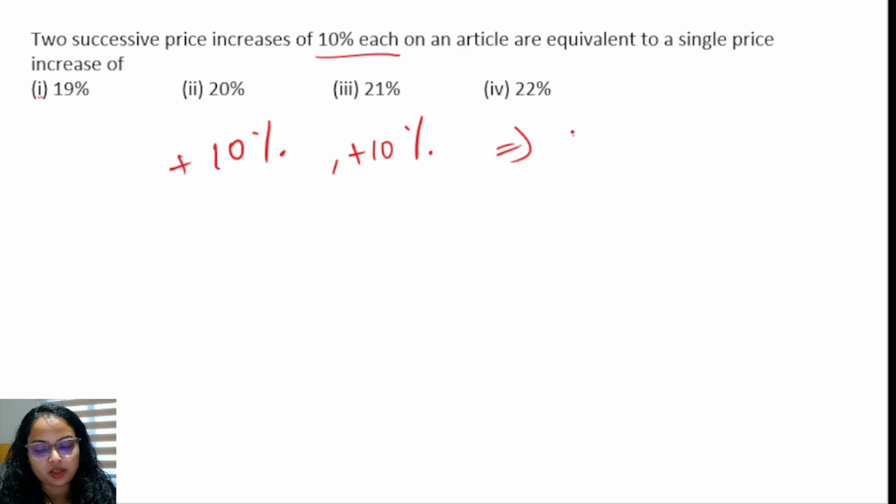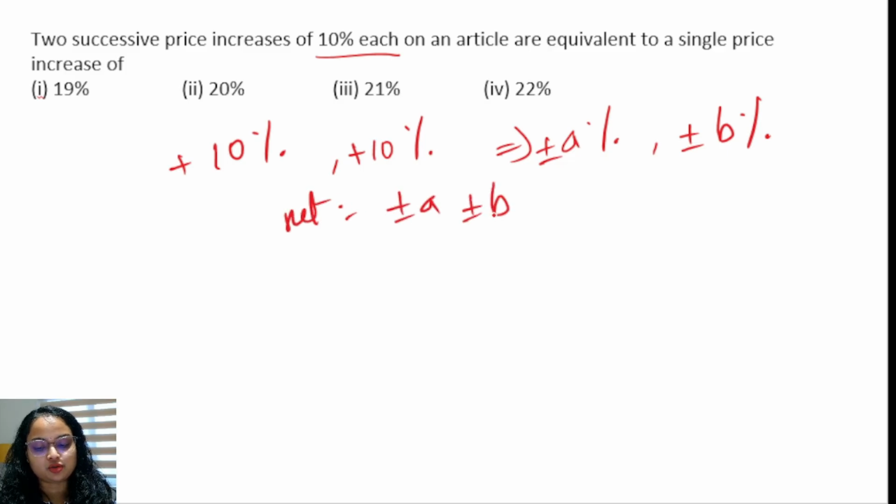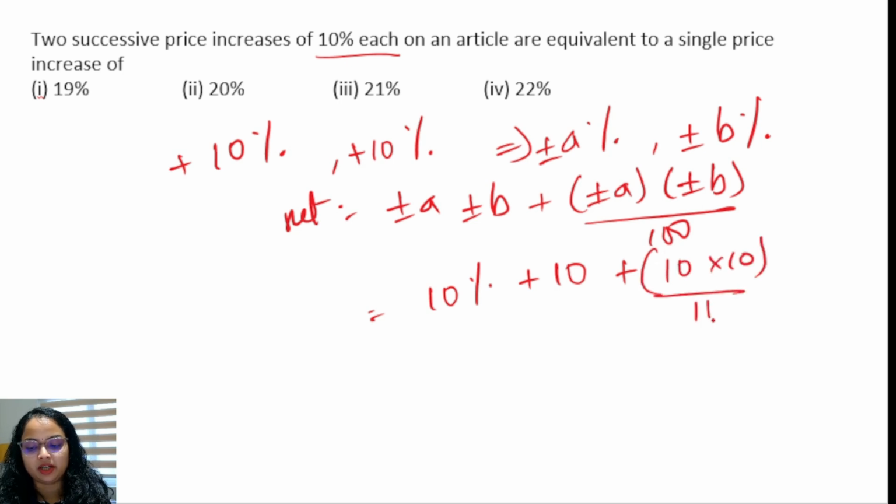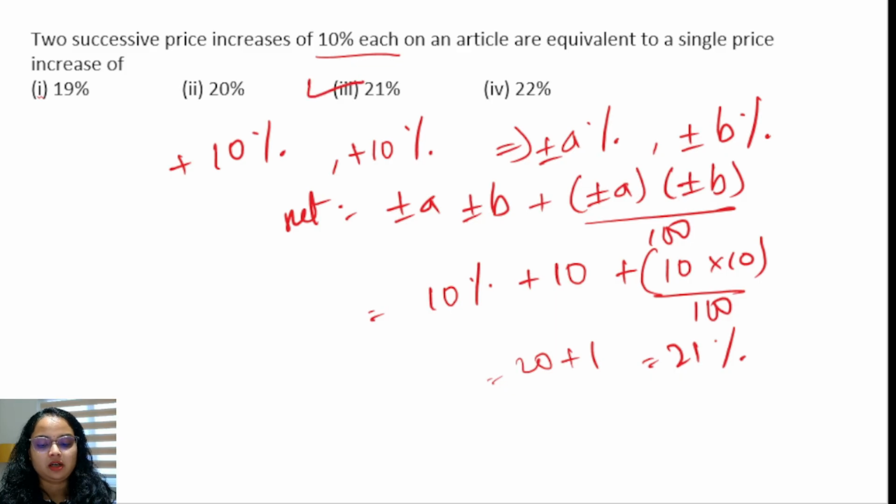So here we have a formula. If it is A percent increase or decrease, and B percent increase or decrease, the net percentage change is plus or minus A plus or minus B plus of plus or minus A into plus or minus B divided by 100. So here A is plus 10, and B is also plus 10. Then 10 into 10 divided by 100 is 1. It is 20 plus 1, it is 21. So the net percentage increase is 21%.